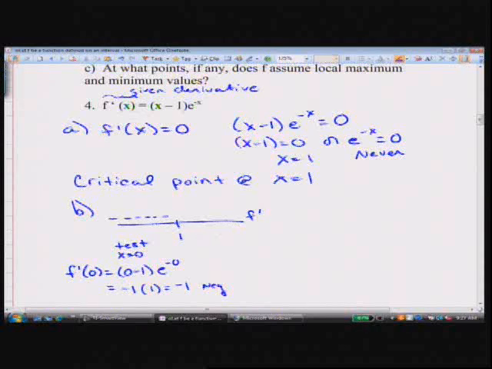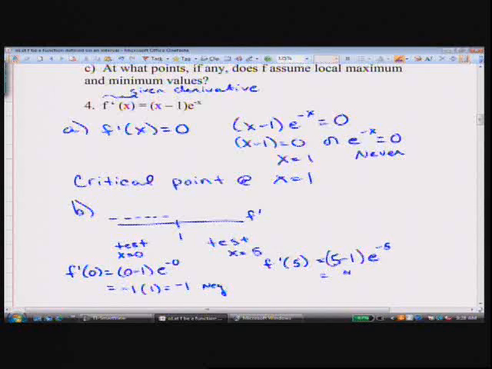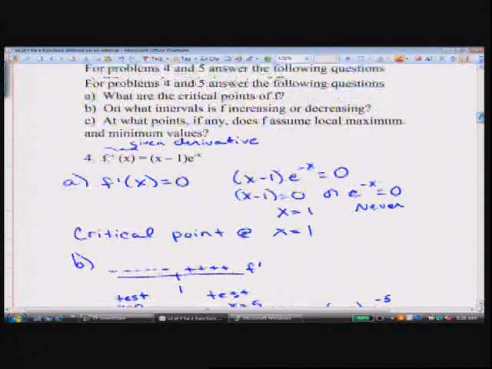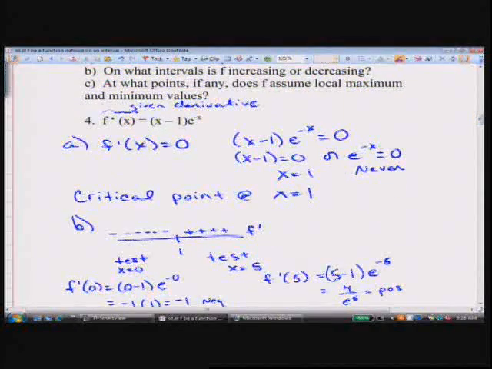Now, if I pick a value to the right of 1, like x equals 5, or 10,000, or whatever, f prime of 5 is equal to 5 minus 1 times e to the negative 5, and this is just 4 over e to the 5th, which I don't really care what it is. I care that it is positive, right? So I know that it's positive. Okay? Everybody all right? So what does that tell me about the original function? Well, where the derivative is negative, the original function is decreasing. Where the derivative is positive, the original function is increasing. So I can draw a little line here, and I can put it talking about f now. I know that f is decreasing when the derivative is negative, and then increasing here.